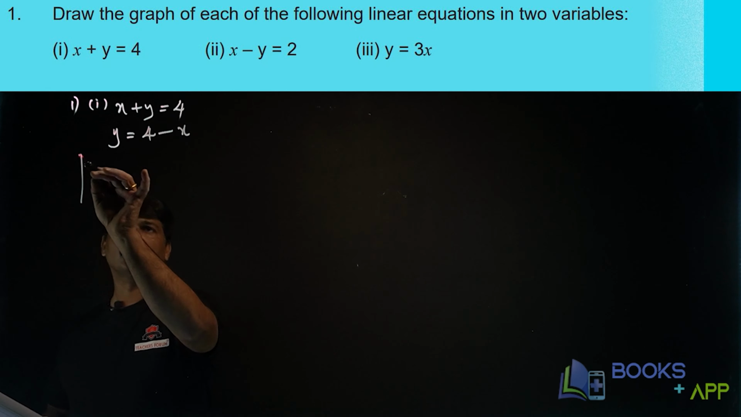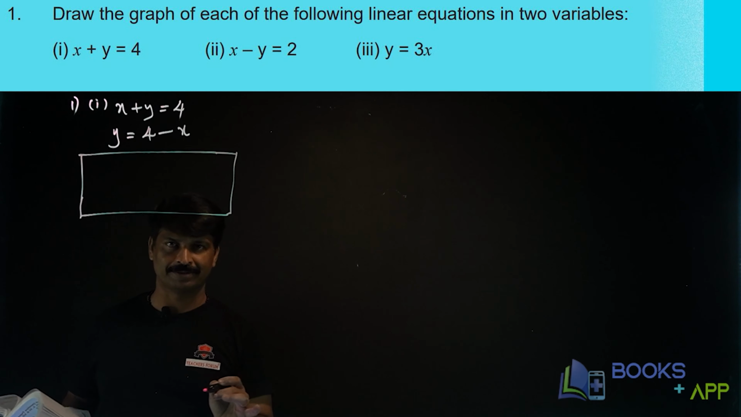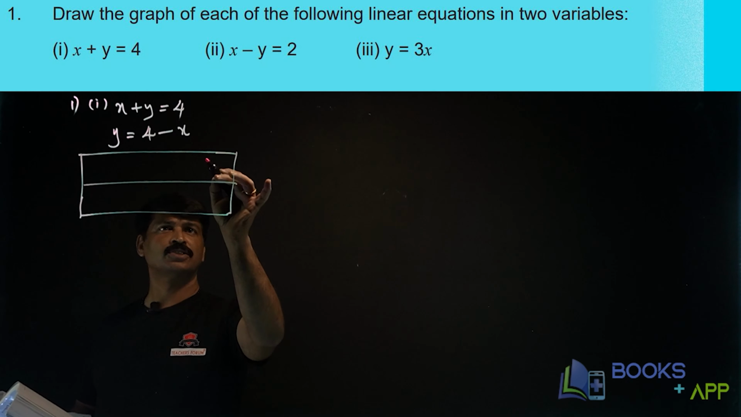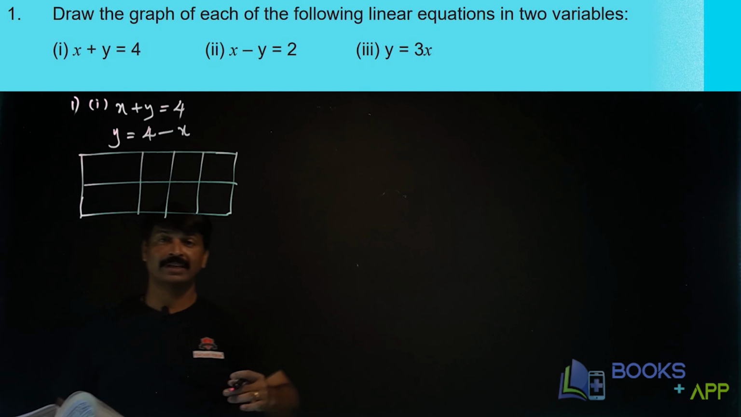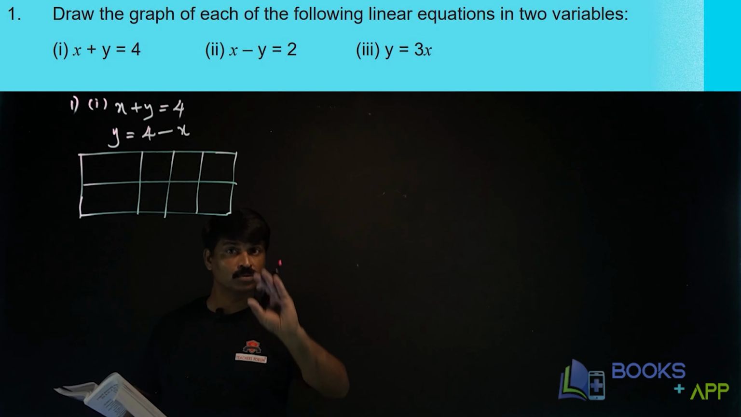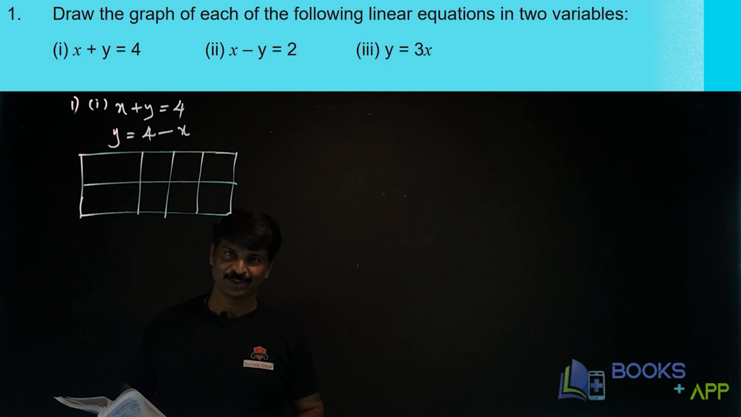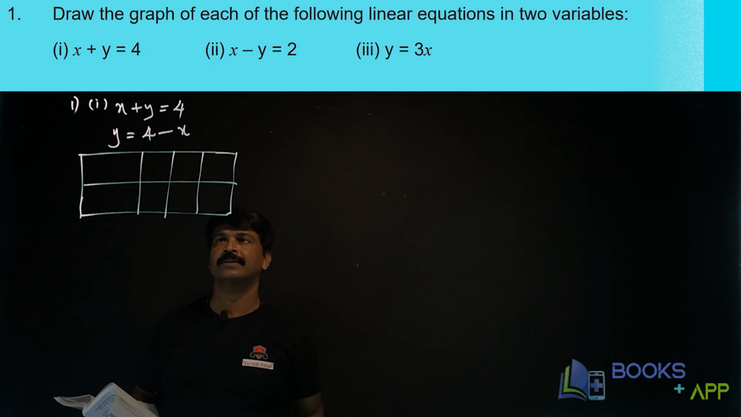Now draw a column. At least 2 points are needed to draw a graph, but it is better to take 3 values so that you will come to know whether your graph is right or wrong. If you take 3 points, those 3 points should be in a straight line. Then you can make sure that your graph is right.